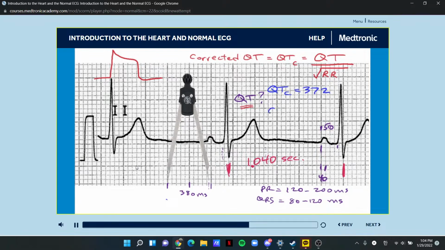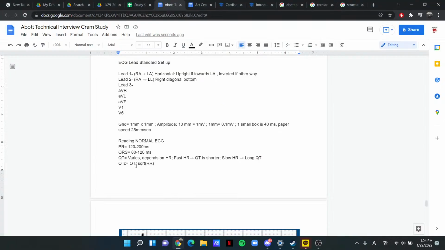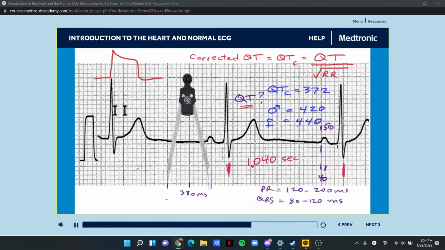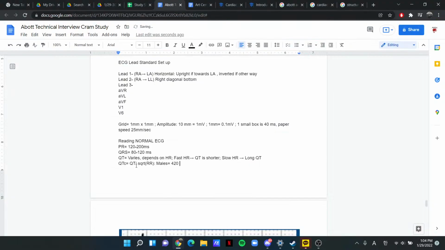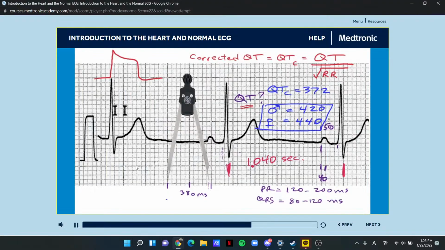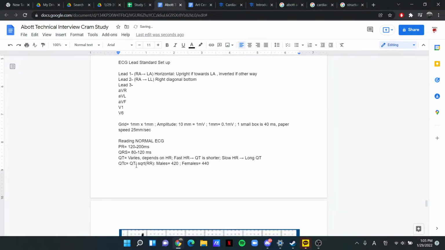What's normal? Well, in males, the normal QTC is up to 420 milliseconds, and in females, the normal QTC is up to 440 milliseconds. So those are numbers that you should keep in mind because these represent the upper limits of normal. A long QT interval is an important finding on an ECG.